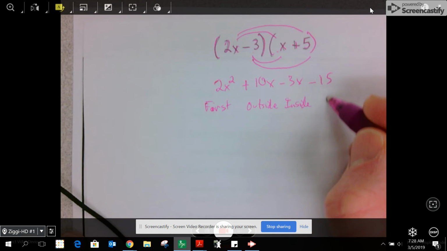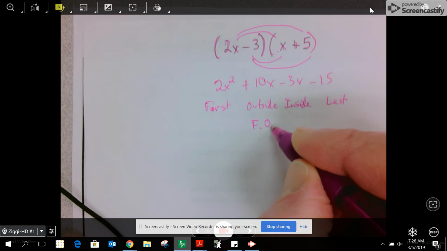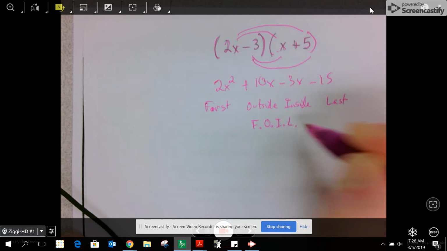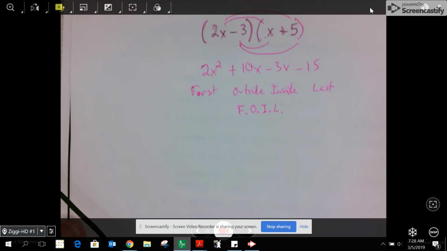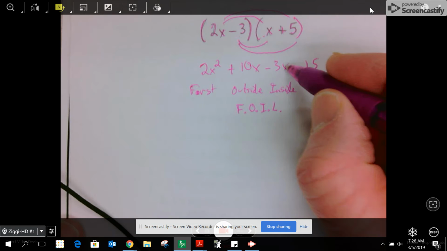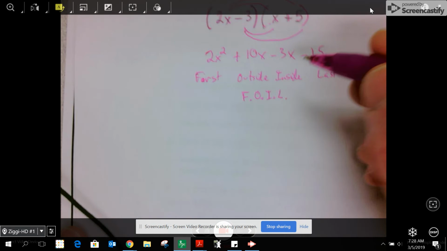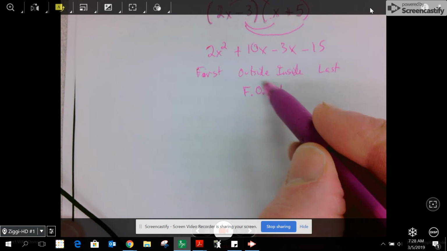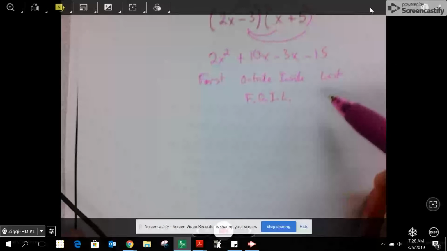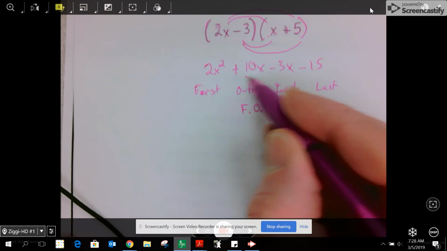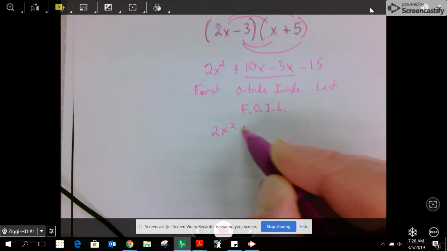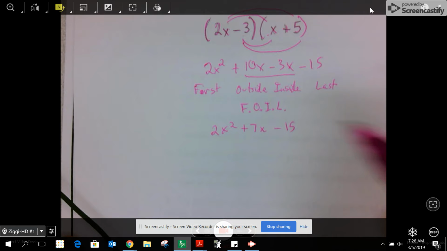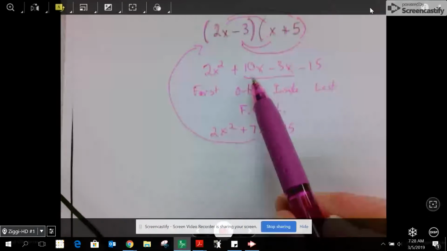Okay, and in a lot of places this is called FOIL. We don't say this as much at Goshen High School. Some people are scared of it, so we don't use this one as much. But I want to show you the relationship here, because this first, outside, inside, last is going to be how we teach you how to factor. So what you're going to be doing is you're going to have this to start with, and you're going to have to get back to here. And so it's helpful to understand this 10x and 3x especially.